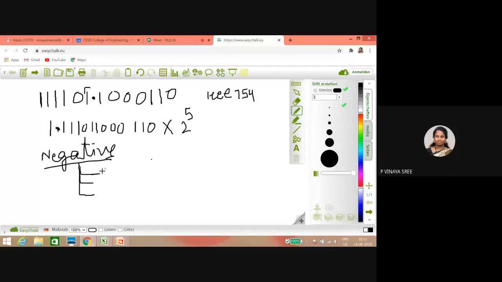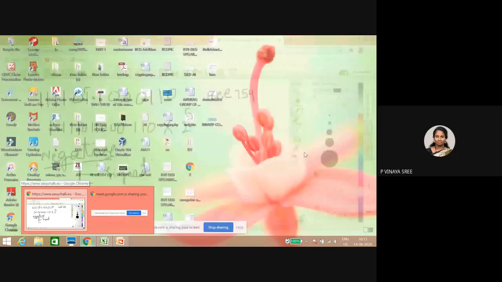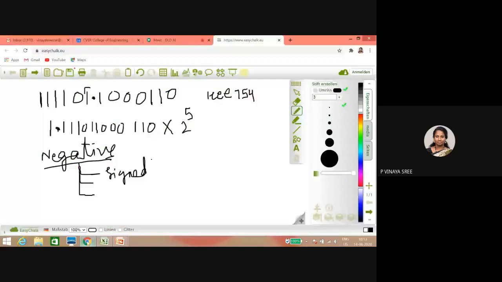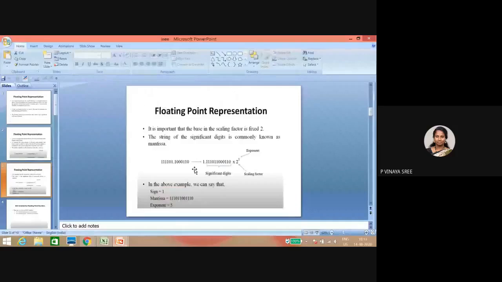Sign magnitude representation, one's complement, and two's complement. Yes, good, I got an answer. So negative number representations are of three types: sign magnitude representation, one's complement representation, and two's complement representation. In this, I am showing sign magnitude representation. Try to concentrate. Here, if the sign is mentioned as 1, then the given number is a negative number.